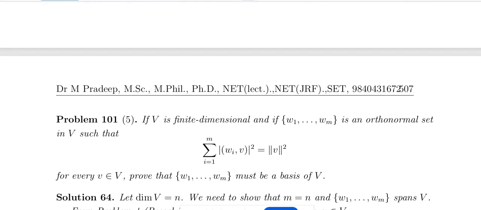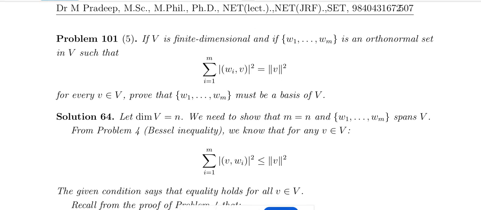And V is finite dimensional and W1, W2, Wm are an orthonormal set in V such that the summation of mod of inner product of W comma V whole square equals norm V square. Then W1, W2, Wm must be a basis. Okay, this is the orthonormal set satisfying this condition. Then that orthonormal set collection must be a basis of V.